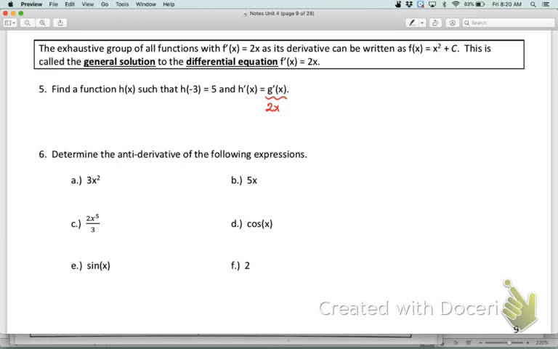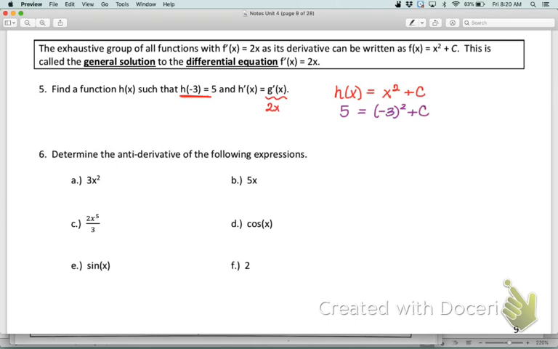So we need to choose something that has a derivative of 2x, but this also must be true. So here's how we can think about that. We know that we want h of x to be x squared plus some constant. But now we can use that. It's called an initial condition. h of negative 3 has to equal 5, and we can plug that in. So if I do h of negative 3, that has to be 5, and I need to plug in negative 3. Whoops, I'm thinking ahead of myself.